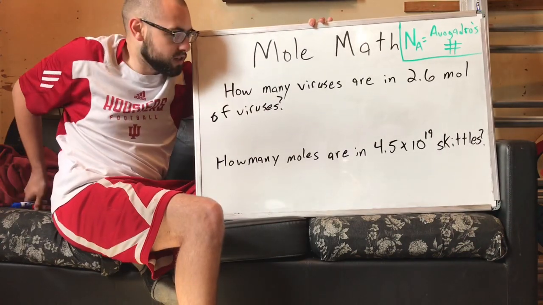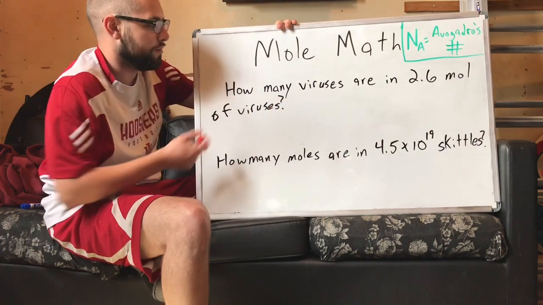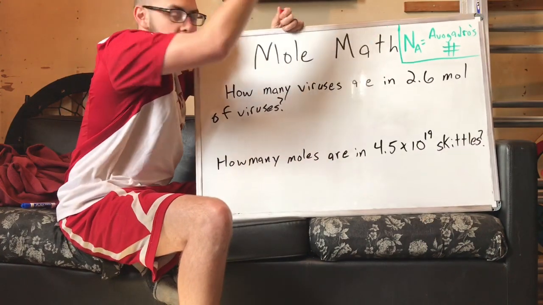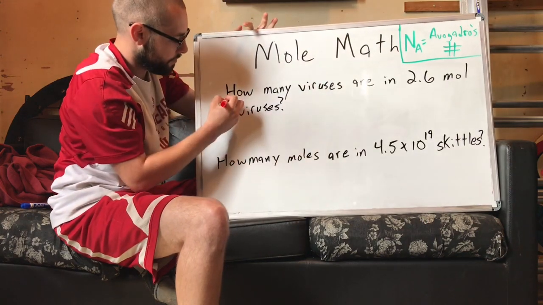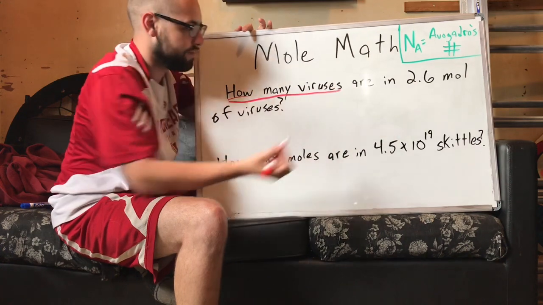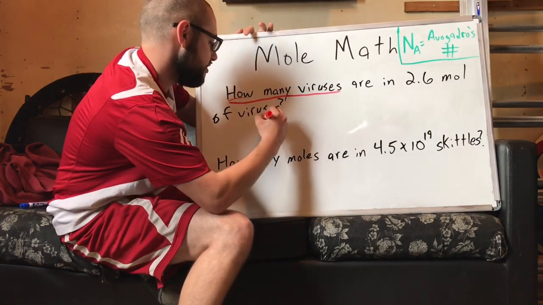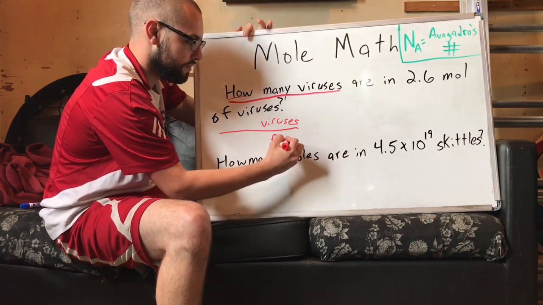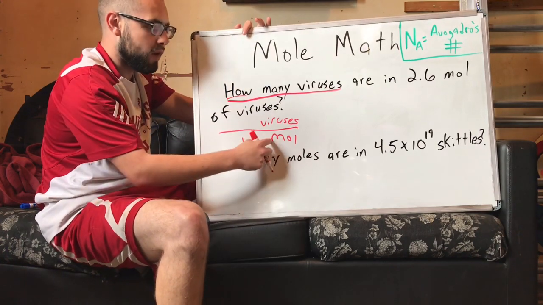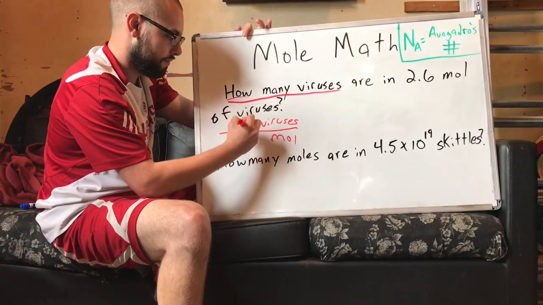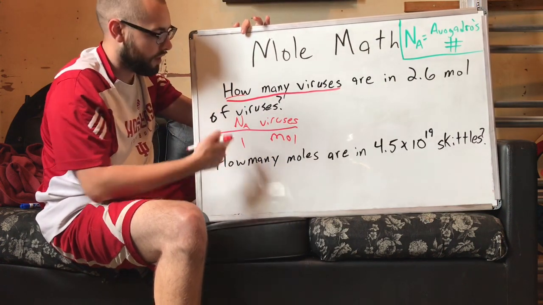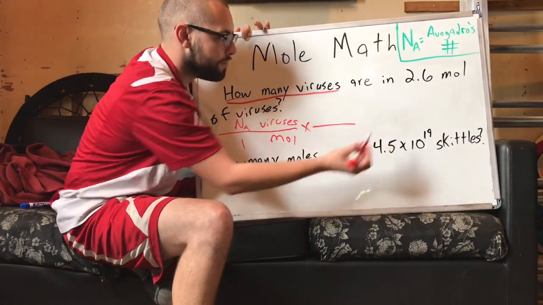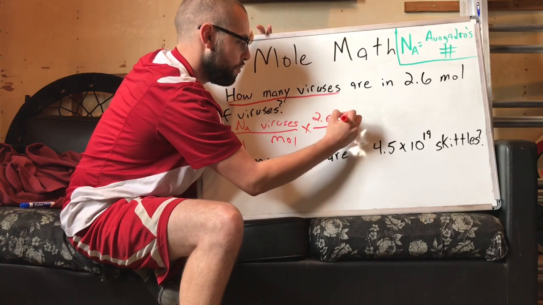So, starting with this top problem. How many viruses are in 2.6 moles of viruses? Let's follow the question word. How many viruses? So I'm going to start with viruses in my numerator. I'm trying to get to moles. I know that 1 mole of anything is Avogadro's number. Avogadro's number of viruses are in 1 mole. But I don't have 1 mole, I have 2.6 moles.